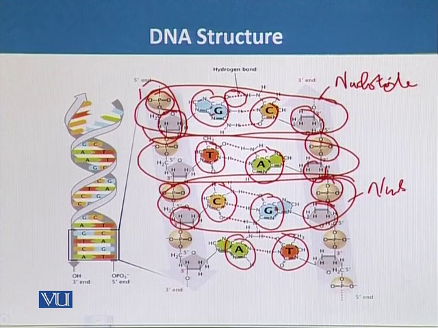So there are only four possibilities: either guanine with cytosine, thymine with adenine, cytosine with guanine, or adenine with thymine.